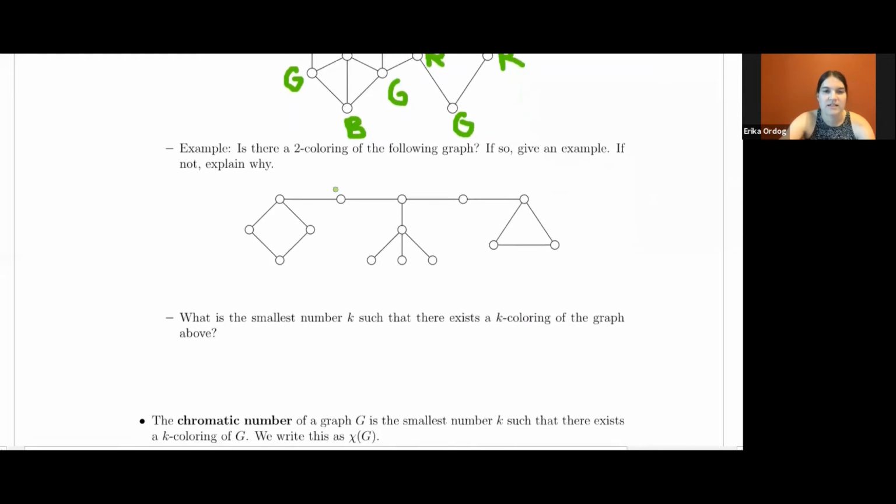Now let's look at this next example. Is there a 2 coloring of this graph? If so, give an example. In other words, color or label the vertices. And if not, explain why. So why don't you pause and try to think about this one.